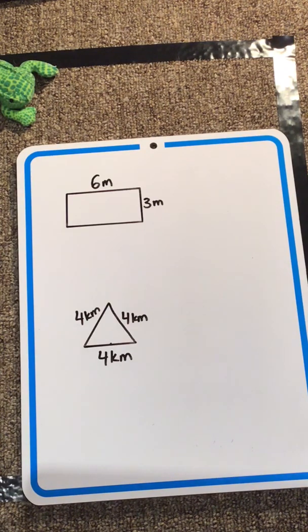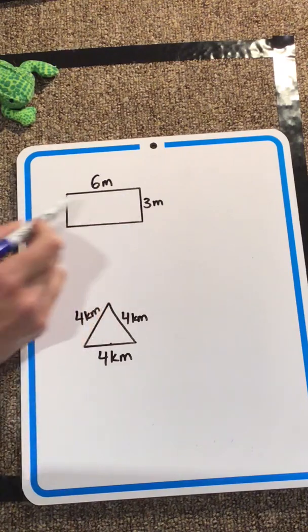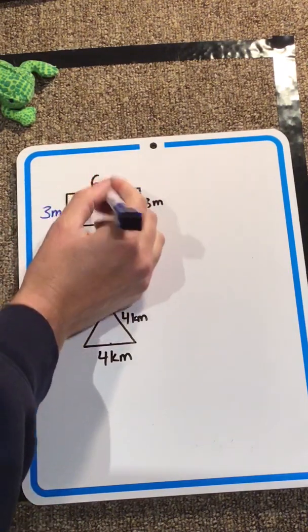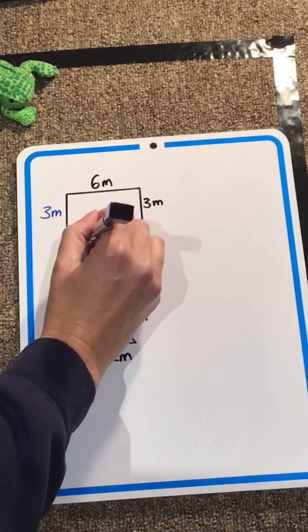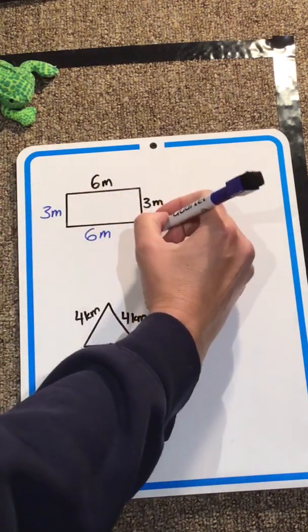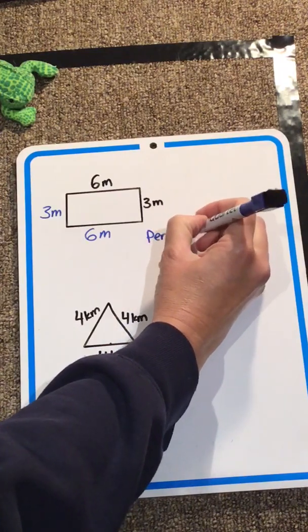Now, they were sneaky on this rectangle, and they didn't give us these two sides. How would we know what they are? Well, that's easy, Miss Hughes. You're saying, oh, it's a rectangle, so these two sides have to be the same length. And these two sides have to be the same length. Otherwise, it's not a rectangle. It would be crooked. Okay, so now we know that the perimeter is the distance around.